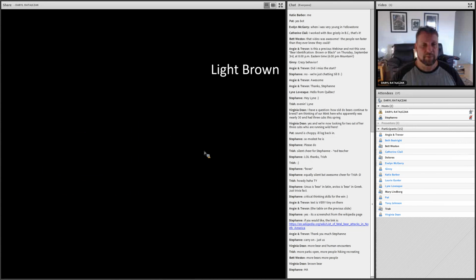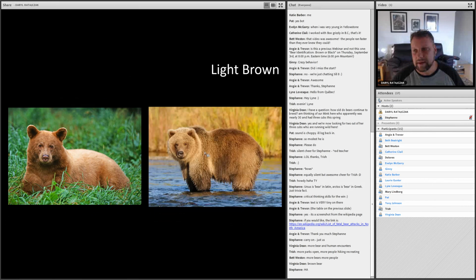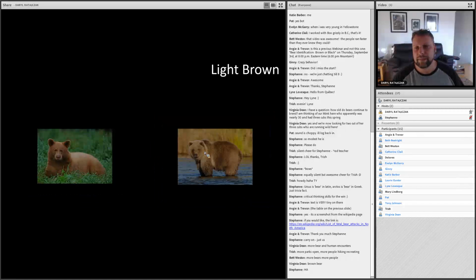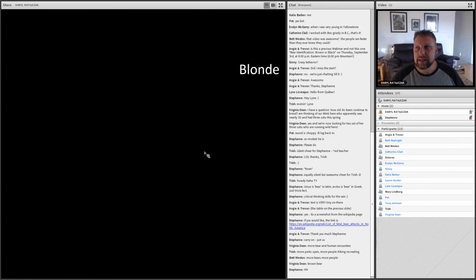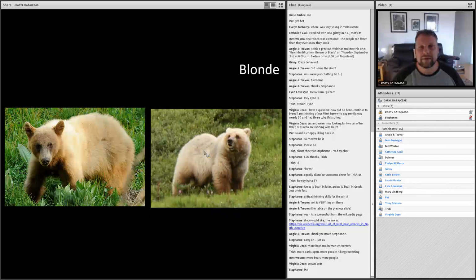Well, what about light brown? Obviously, black bears don't get light brown. Well, here's a light brown black bear. And here's a light brown grizzly. You can see the coloration is very, very similar. So it could cause confusion. All right, let's get crazy here. What about blonde? For sure, there's no blonde. Well, there's a blonde black bear right there. And then obviously we have lots of blonde grizzlies out there. So again, just because you see a blonde animal, you can't differentiate between a black or a brown bear.